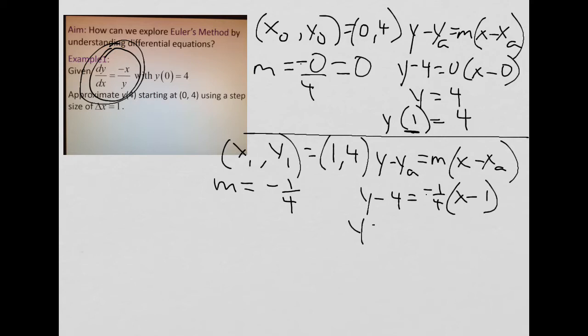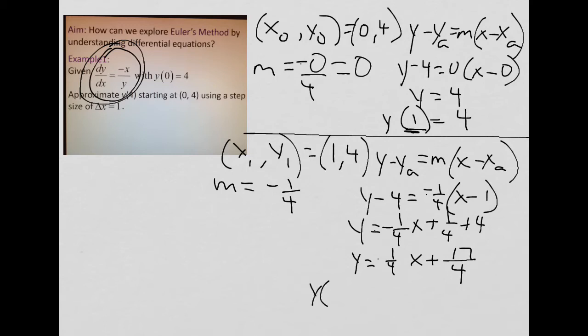We get the equation y equals negative 1/4 x plus 1/4 plus 4. So that's going to end up becoming y equals negative 1/4 x plus 17/4. Okay, so now we're going to do the next value. Remember the step size is 1, so from 0 plus 1, we get 1. From 1 plus 1, we get 2. We're going to find out what we get when we plug in 2.